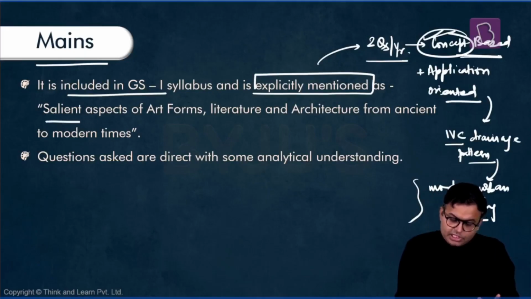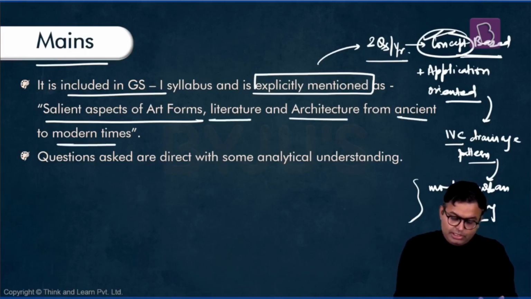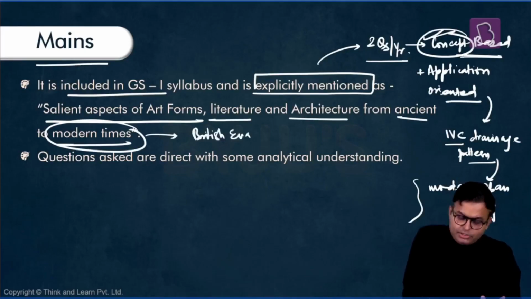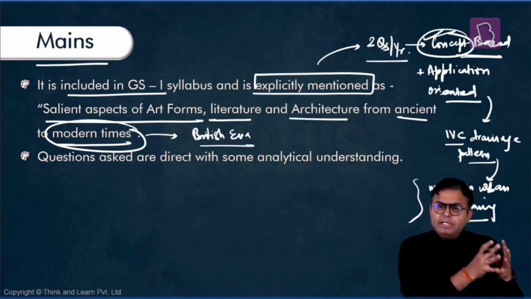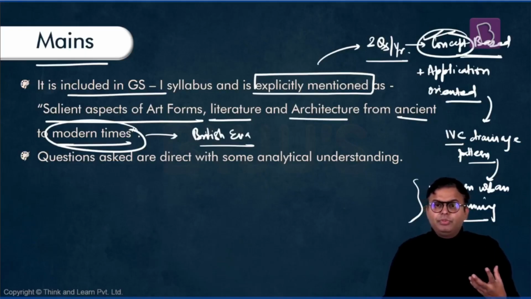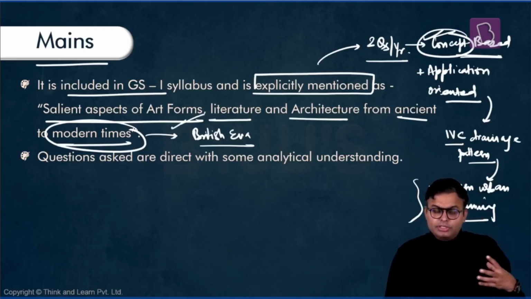So we find that in the GS paper 1, salient aspects of art forms, literature, architecture from ancient to modern times are included. So even the British era is included. We talk about the Kali Ghat paintings, the company style of paintings, various types of painting, the Palladian style of architecture, the Neo-Roman style of architecture. Various forms of architecture and sculpture, even in the British times, are expected.